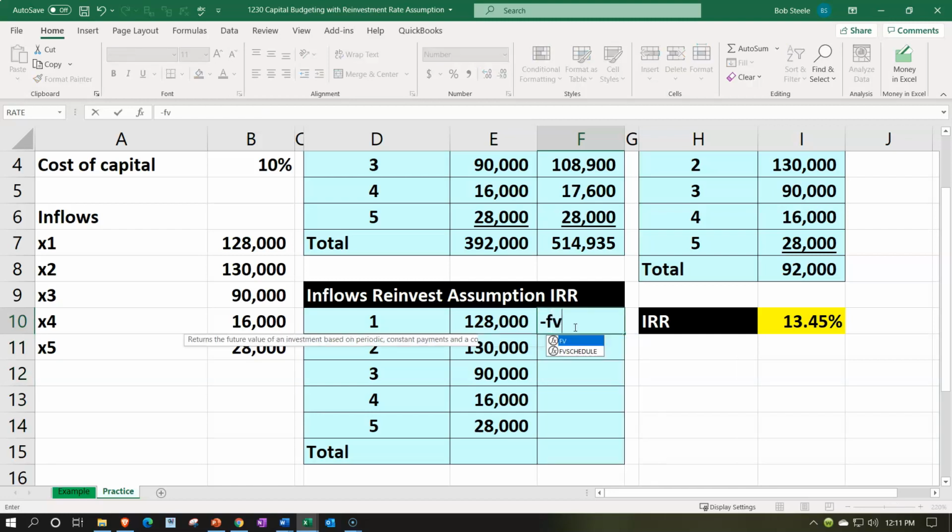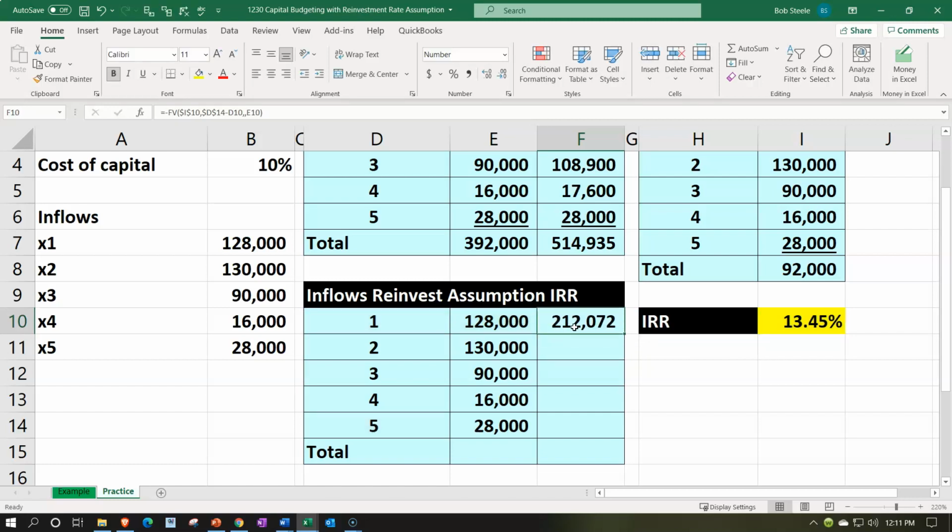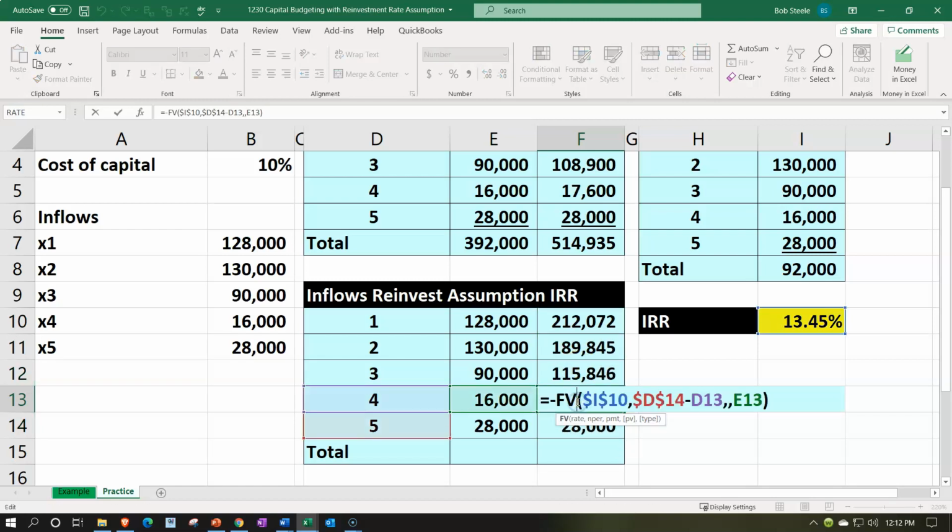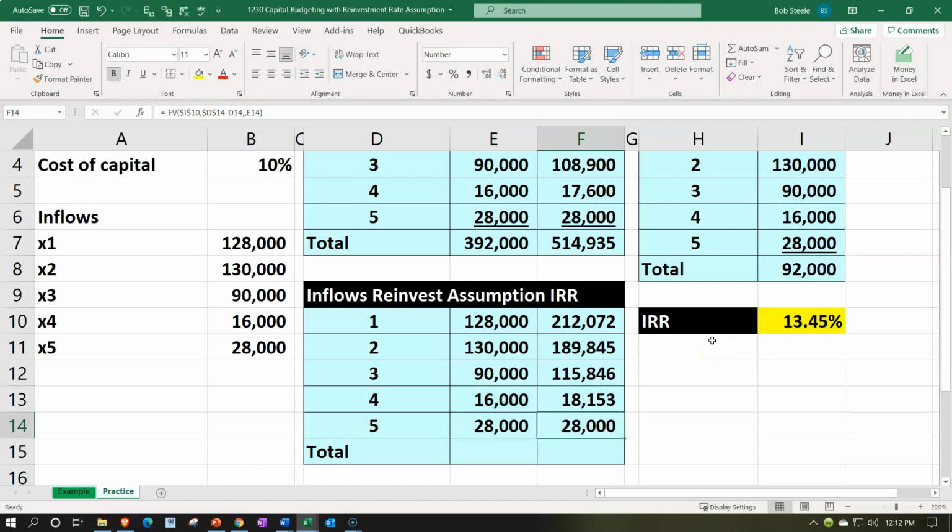This is going to be negative future value, Shift 9, rate 13.45, F4 absolutized, comma, the number of periods, I'm going to pick up 5, F4 absolutized minus the one we're on, period 1, leaving 4 periods, comma, comma, then the present value 128. There it is. Let's copy it down. I'm going to do it just copying and pasting with the keyboard this time. Control-C, down arrow, holding Shift, down arrow, down arrow, down arrow, Control-V. And then I'll double click on one just to see if it does what we want. Looks like it's doing what we want.